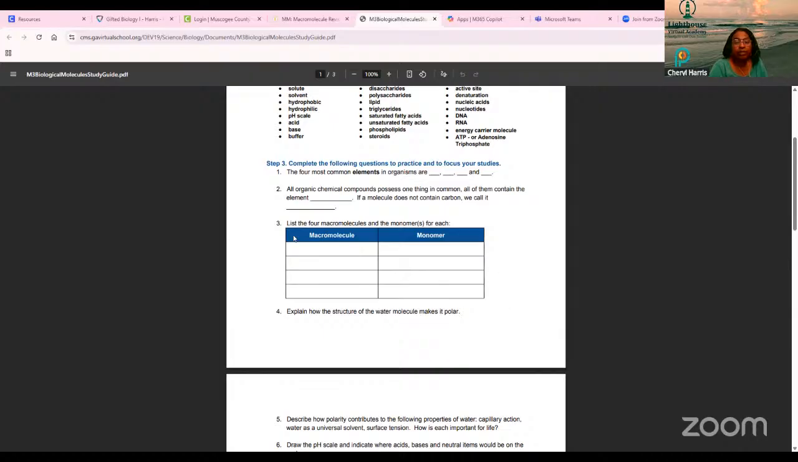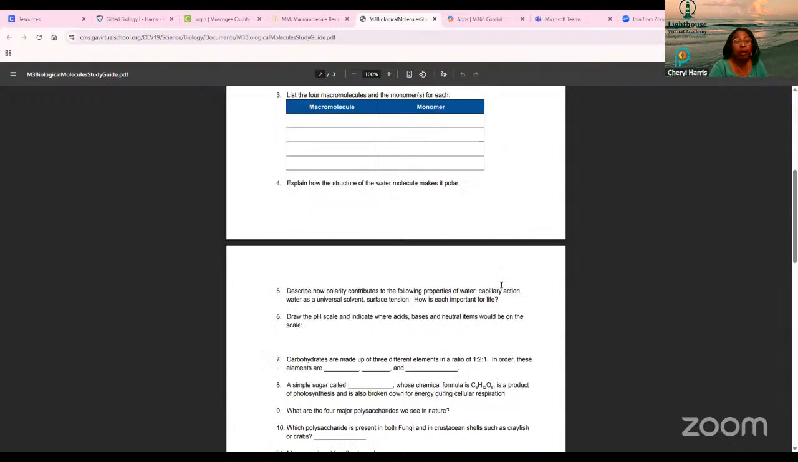Now they're asking for four macromolecules. We did five because we included water. They did the four, so they're asking you for the four organic ones. So that's the first four. And then again, use your chart. What is the monomer of the first four macromolecules on your chart?